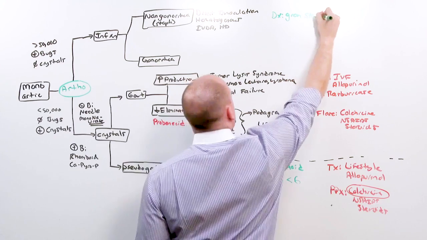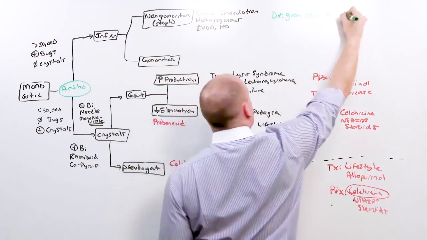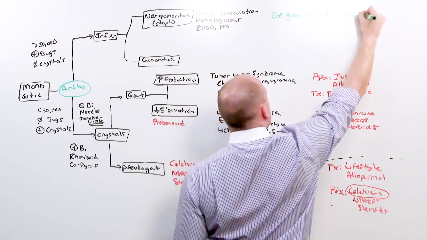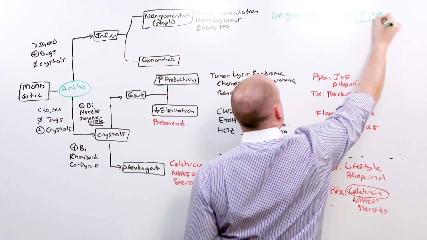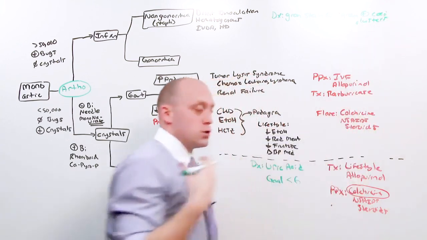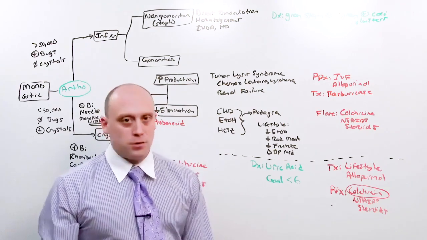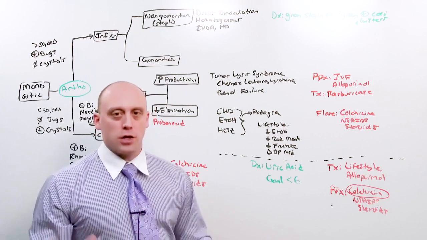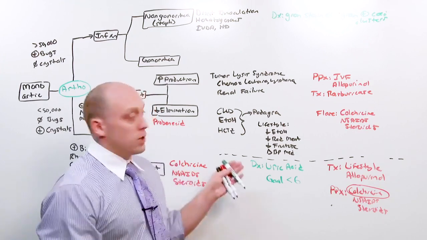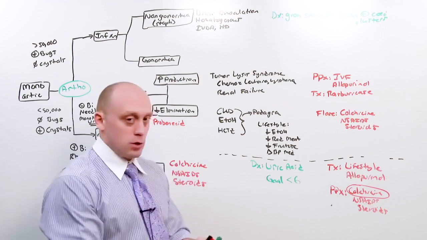The Gram stain is going to be positive for gram-positive cocci in clusters. And the point being, you are going to see the staph. You don't have to wait for the culture. There's nothing special you need to do. If it's staph in a joint, you're going to see it. You're, of course, going to get the culture and sensitivities and treat accordingly.